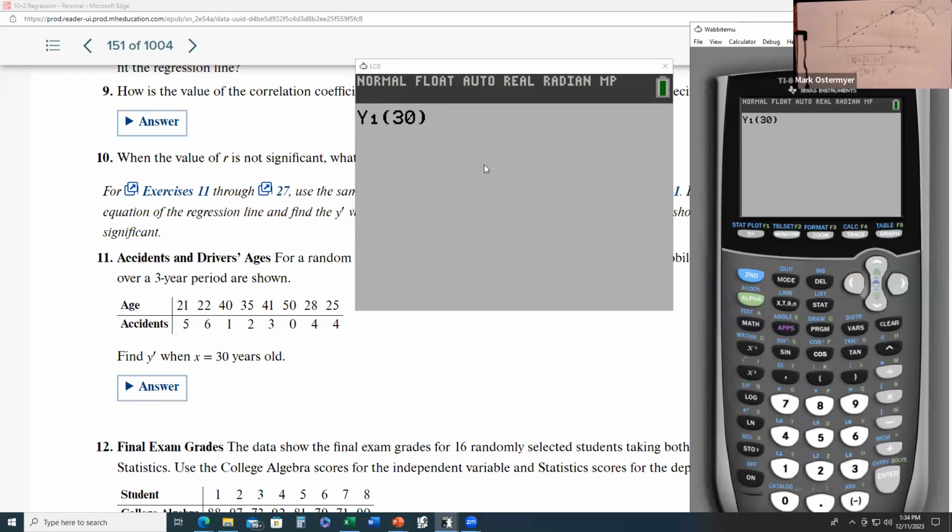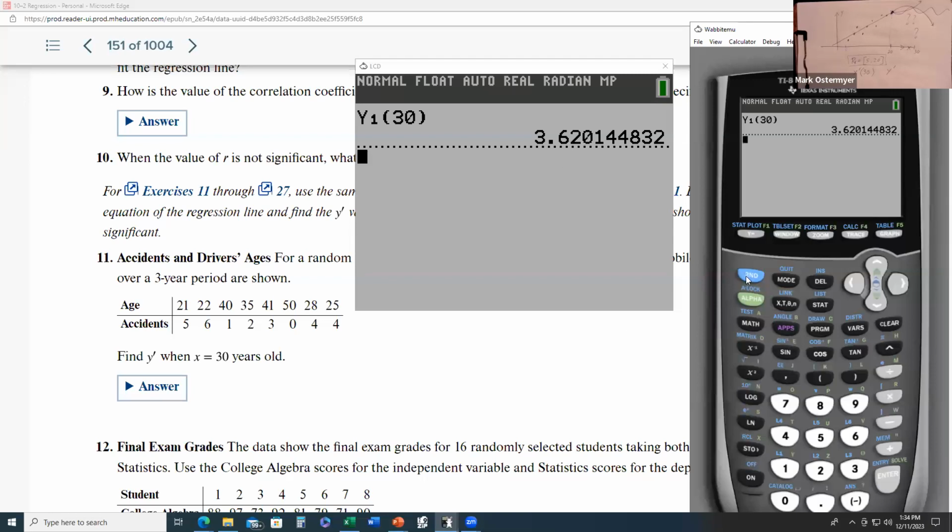What your calculator is going to do is take 30 and feed it in for the x variable into the linear regression equation, multiply 30 by the slope, and then add the y-intercept to crank out the predicted number of accidents. Your calculator is going to do this all behind the scenes very quickly, because remember, we told the calculator to store a regression equation in y1. Hit enter, and there would be the predicted number of accidents for a 30-year-old, about 3.6.